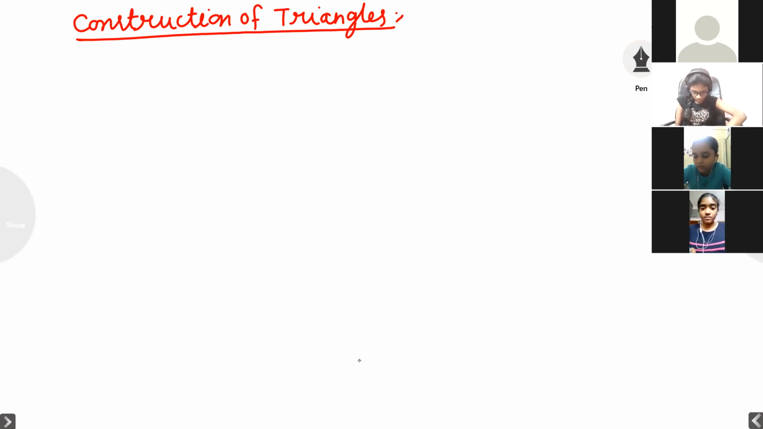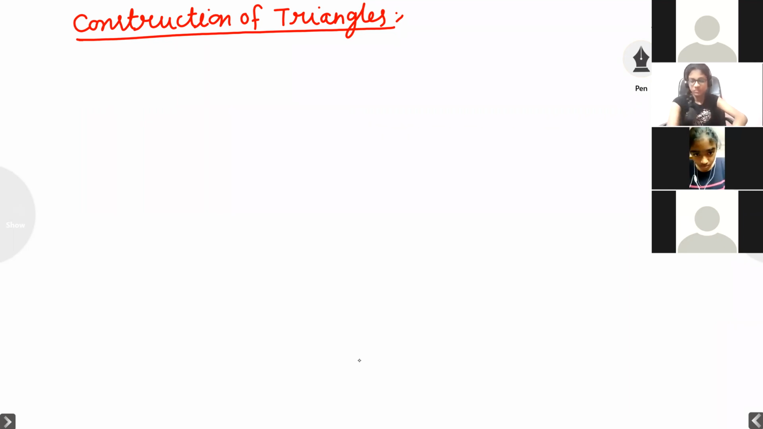In your syllabus, students, there are four constructions. First construction is side side side construction. Second is side angle side construction, third is angle side angle construction, and the last construction is RHS construction. There are four constructions in your syllabus.